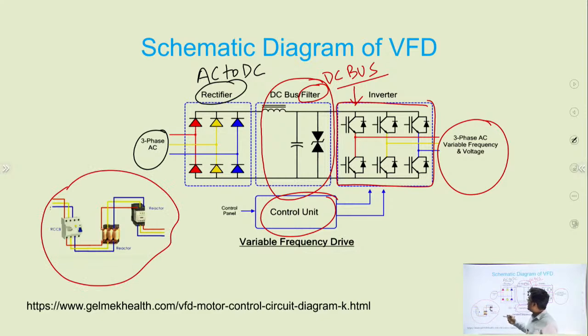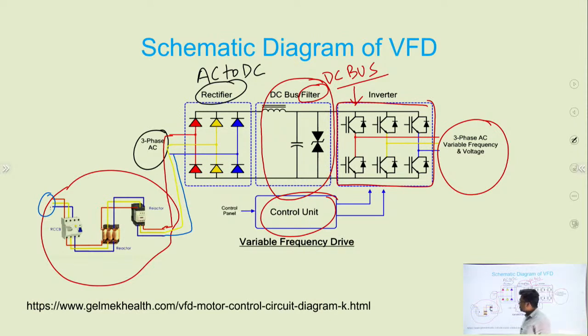we cannot feed AC supply directly to the rectifier. Here, this red line is connected through this, and yellow is connected through this, and another, the blue one, is connected through this. So this is connected with the supply, not individually connected. So what is the function of this?